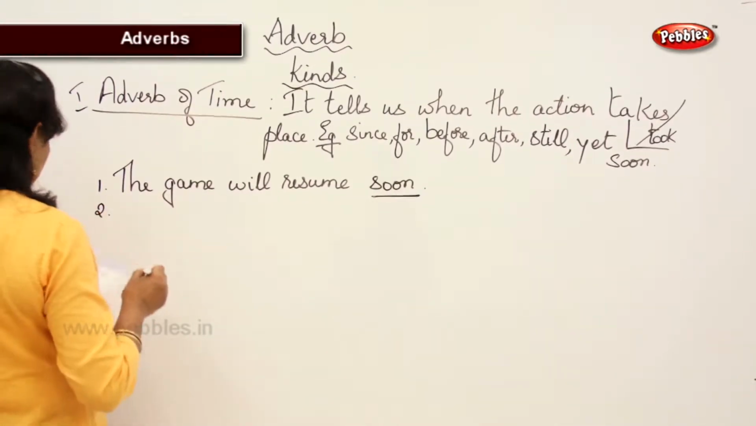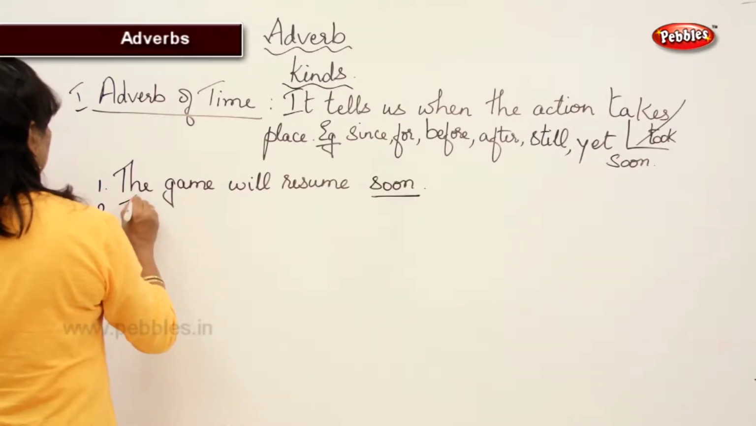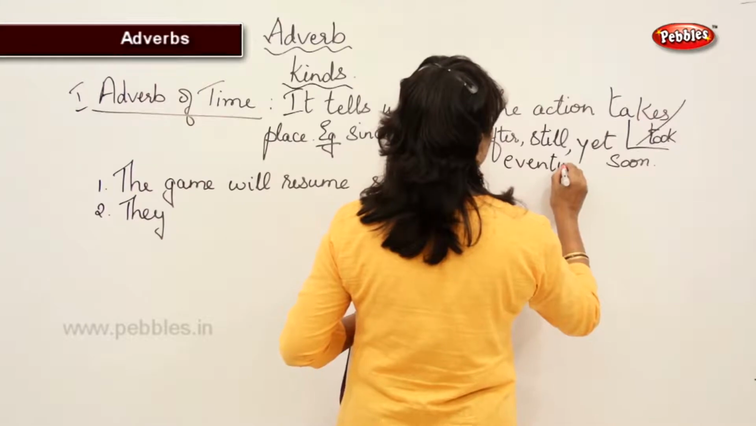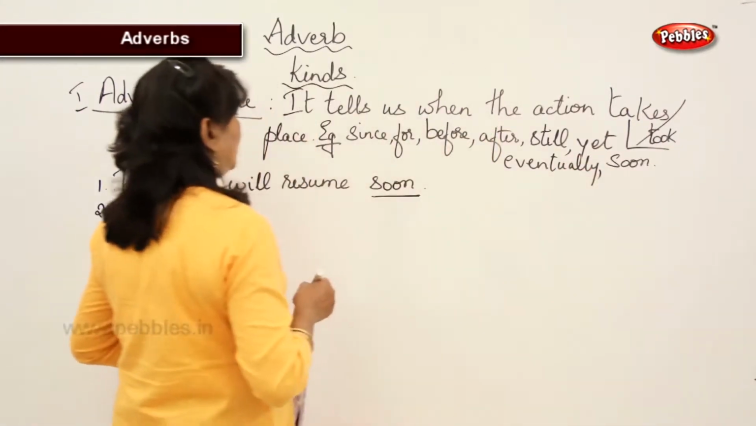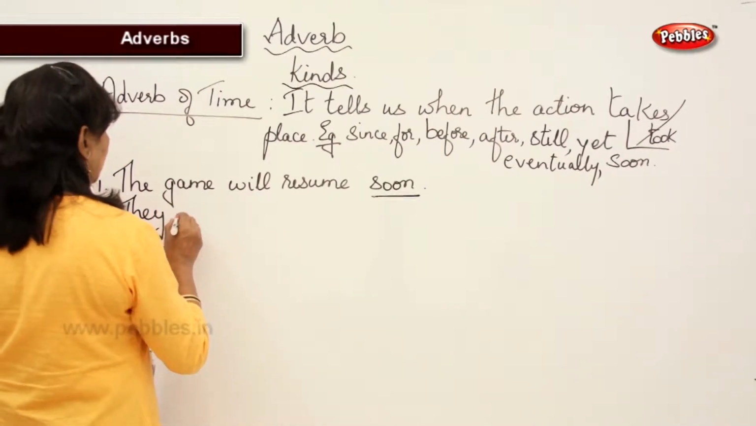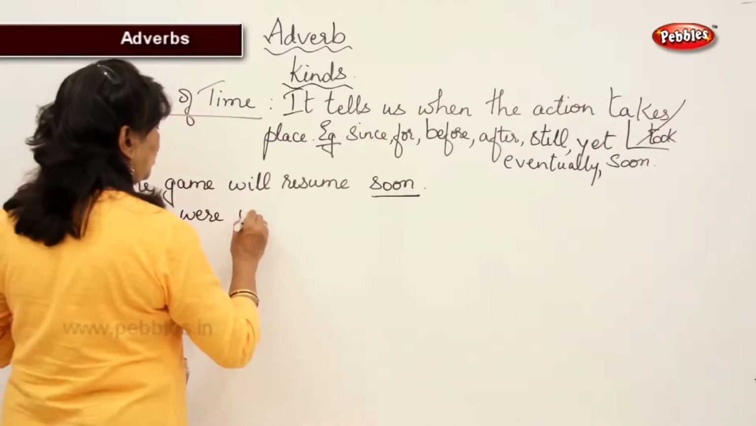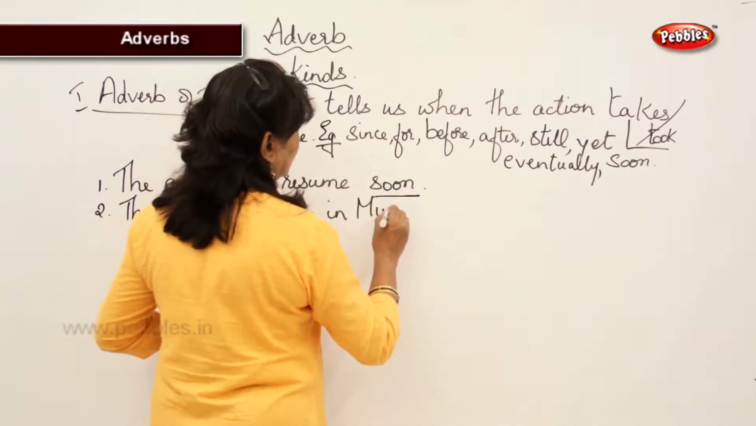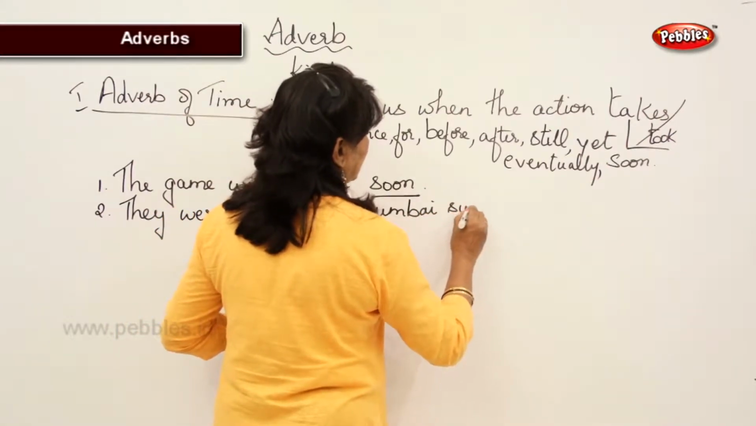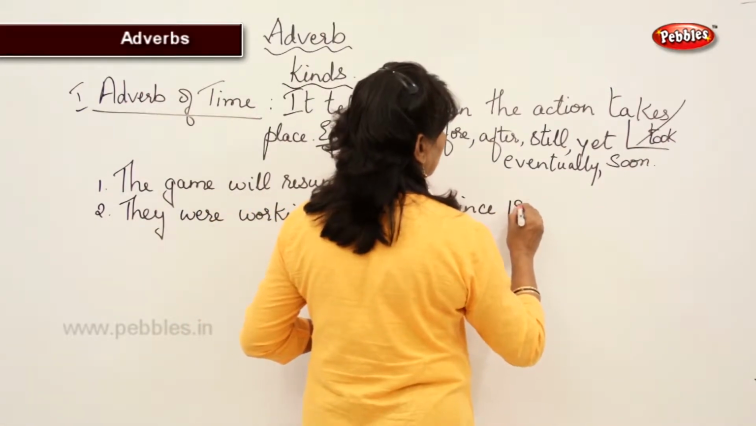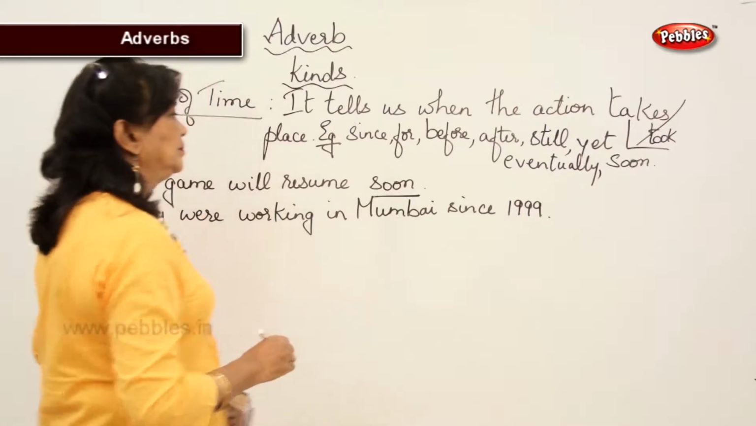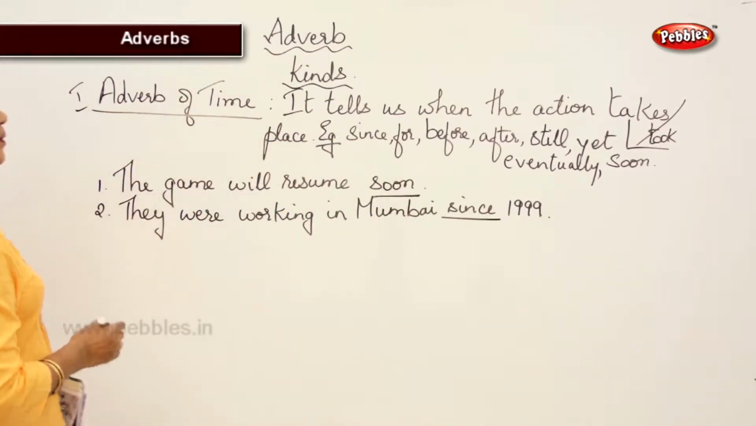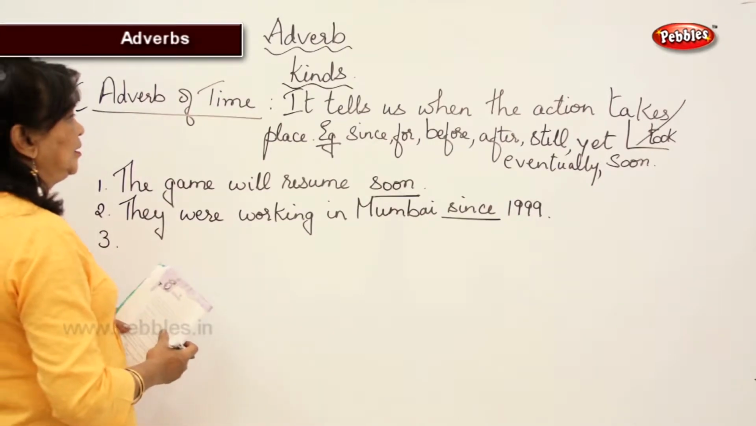Second sentence: they were working in Mumbai since 1999. Now, they were working. Working is the verb and since is the adverb. Adverb of time. Next one.